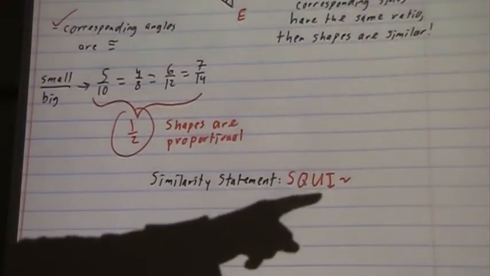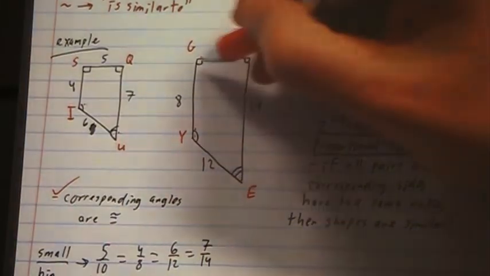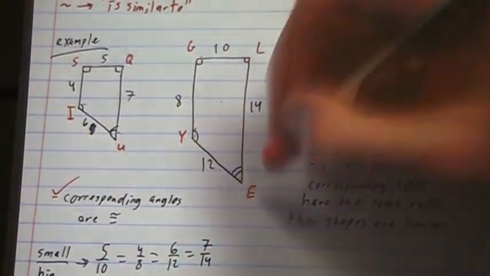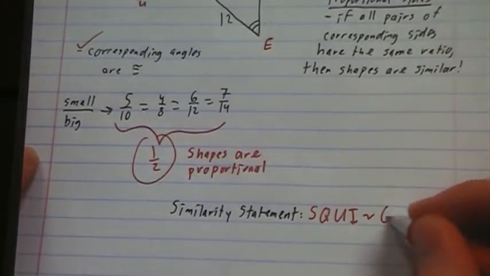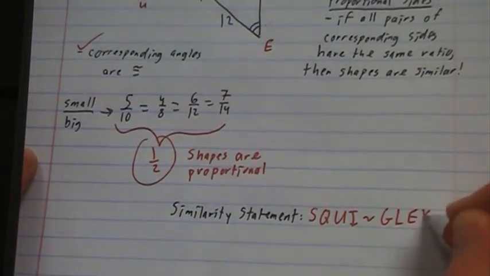So I got S, Q, U, I, squiggle. Now I have to follow this same pattern for my other piece. I went 90, 90, 2, 1. Now I have to go 90, 90, 2, 1. G, L, E, Y. Boom. And that is my similarity statement.